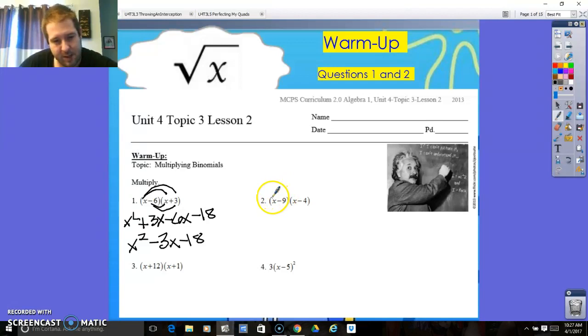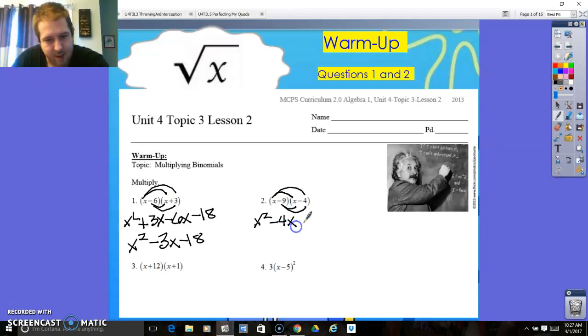Question number 2, FOIL again. We have a binomial times another binomial. In other words, you have to multiply everything in the first factor times everything in the second factor. So that gives us x squared minus 4x minus 9x on the inside, and plus 36 for the last. Combine the two like terms in the middle and you get negative 13x, and then you can bring down your constant and bring down your x squared. And that's it.